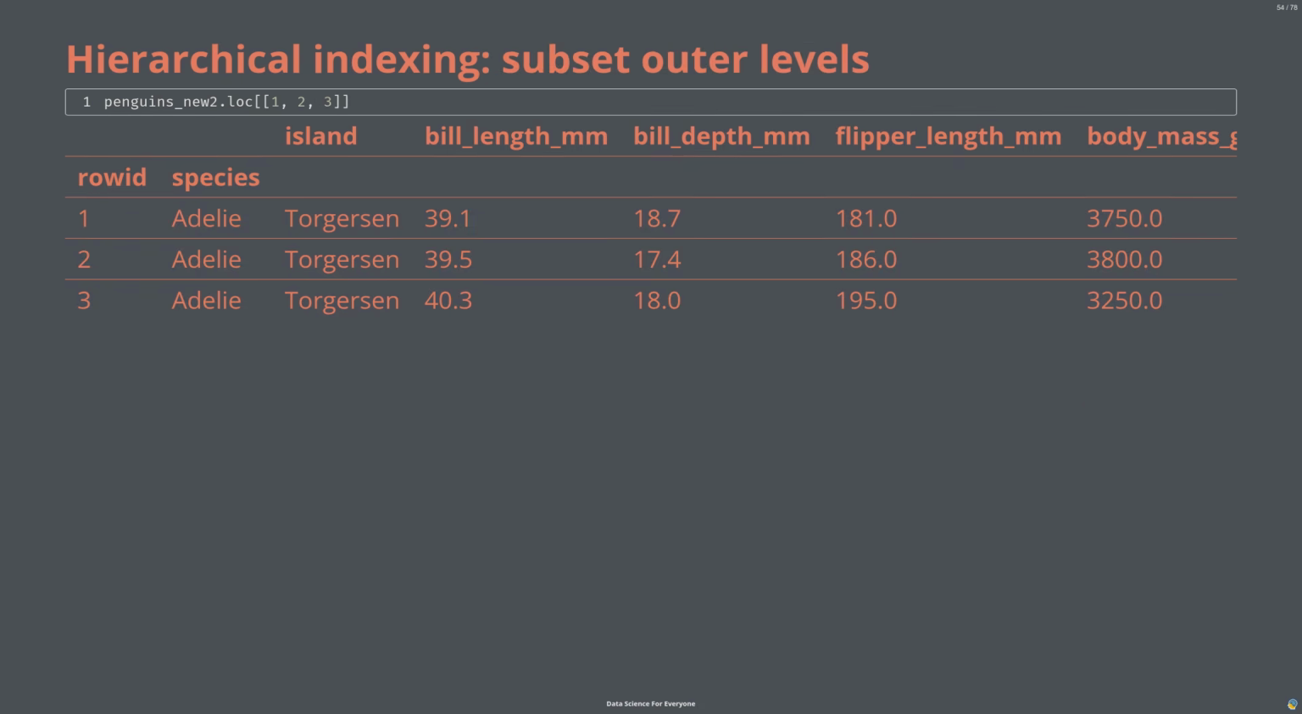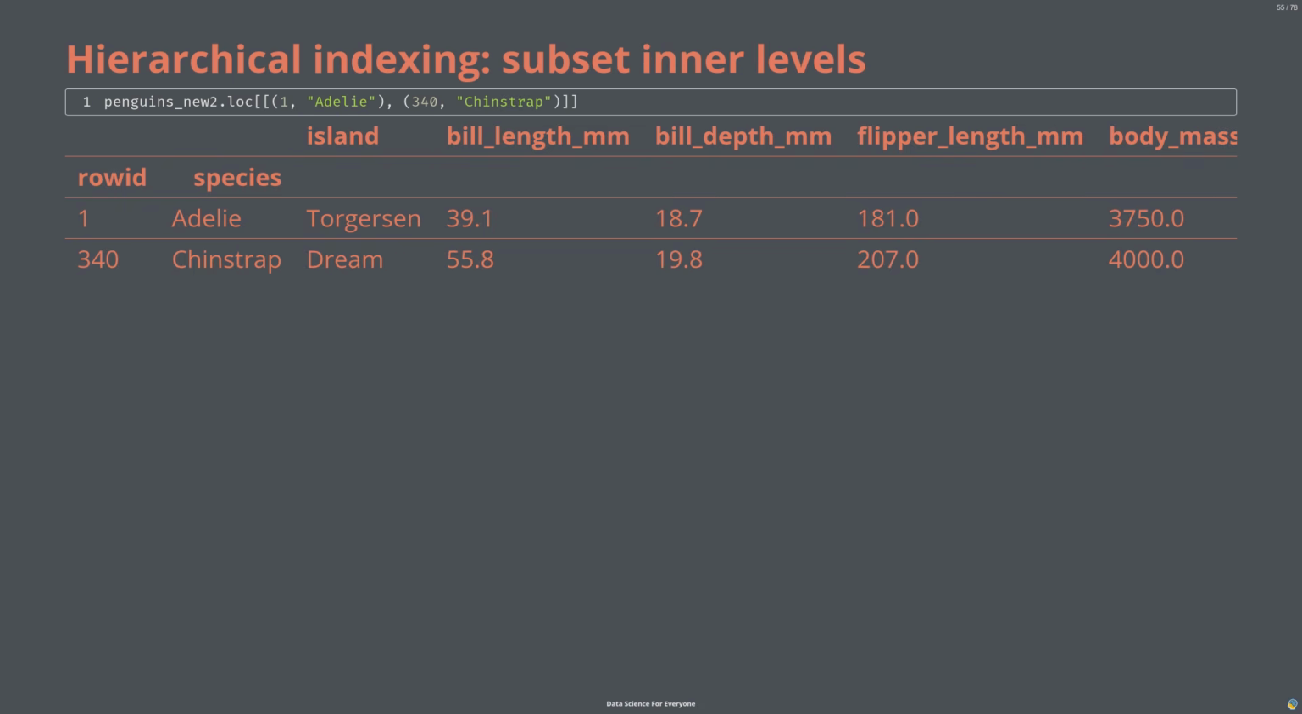To filter rows based on the outer level of a hierarchical index, you can use the loc method with a list of index values. For example, if you pass a list containing 1, 2, 3, you'll get all the rows that belong to those observations.